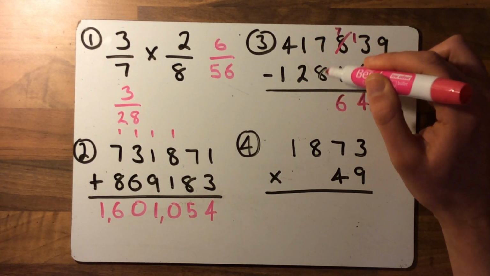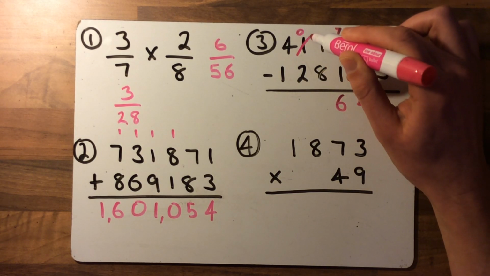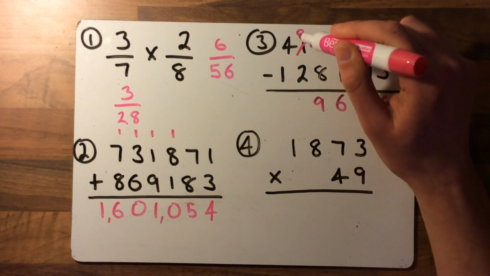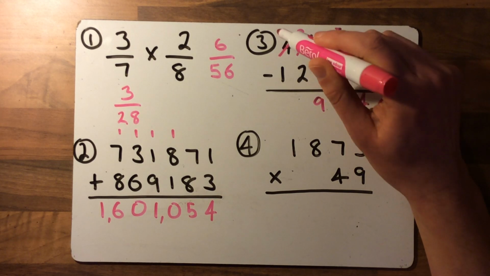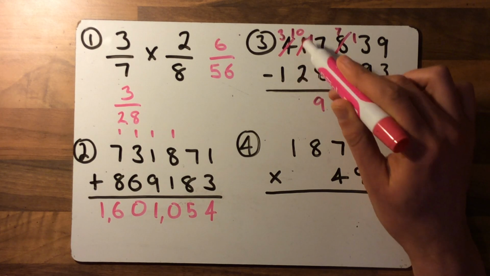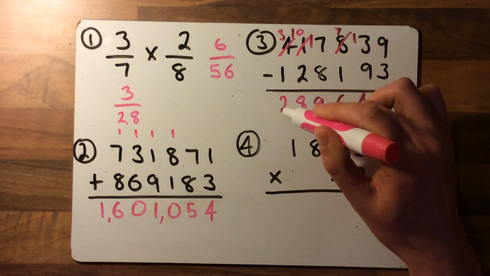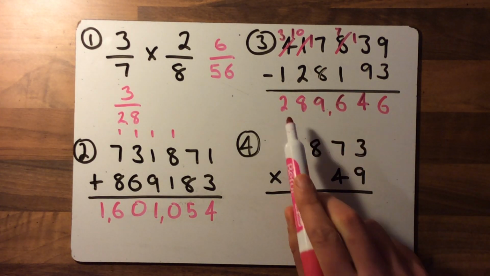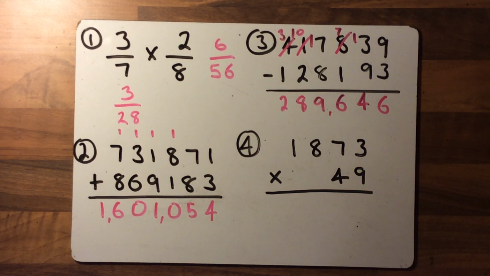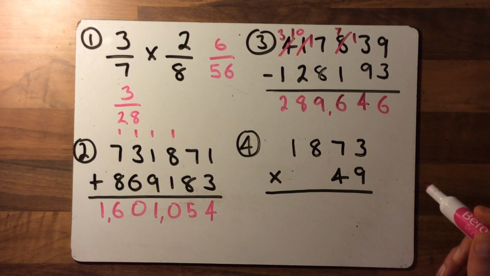Again, we can't do this because 8 is larger than 7, so we need to exchange. That 1 becomes 0. That 7 becomes 17. 17 take away 8 is 9. We can't do 0 take away 2, so finally, one more exchange. That becomes 10 now. 10 take away 2 is 8. 3 take away 1 is 2. So we have 289,646.